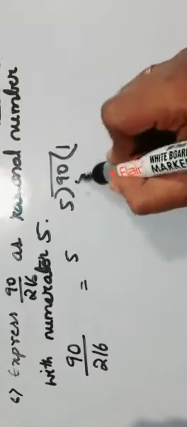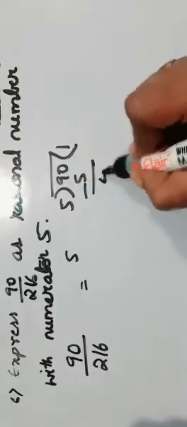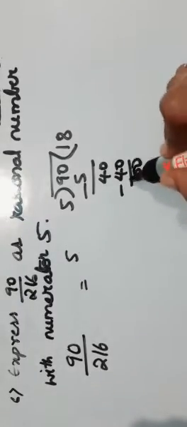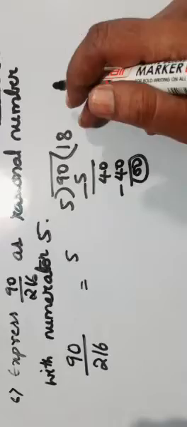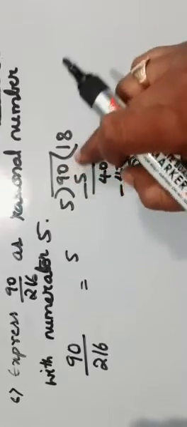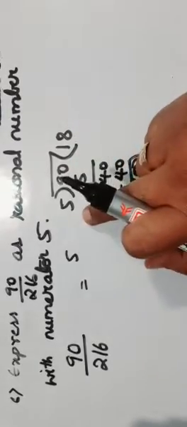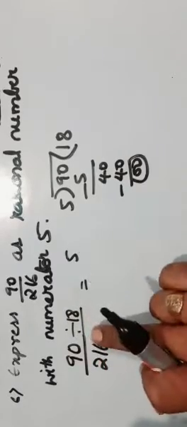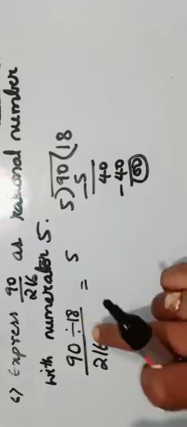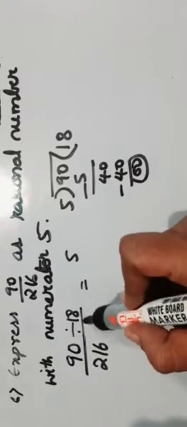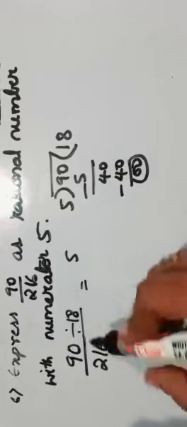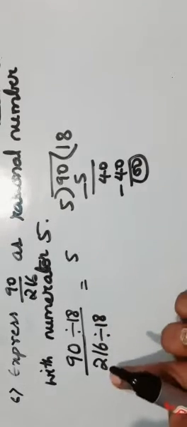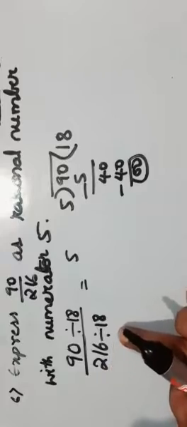5 ones are 5, 9 minus 5 is 4, so 5 eights are 40. The quotient you get is 18. So 90 divided by 18, you get the answer as 5. So I divide the numerator by 18. According to the property, when you divide the numerator by any integer, you have to divide the denominator by the same integer. Again you find out what is 216 by 18.